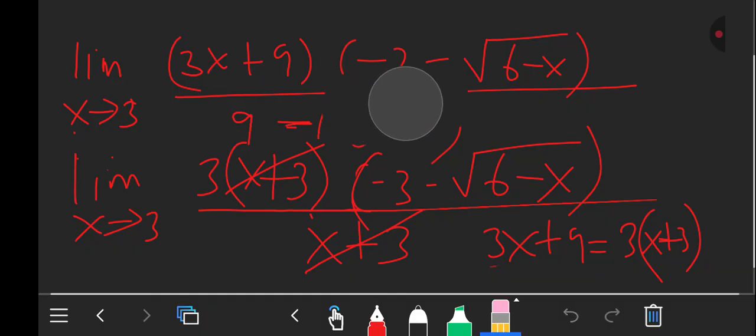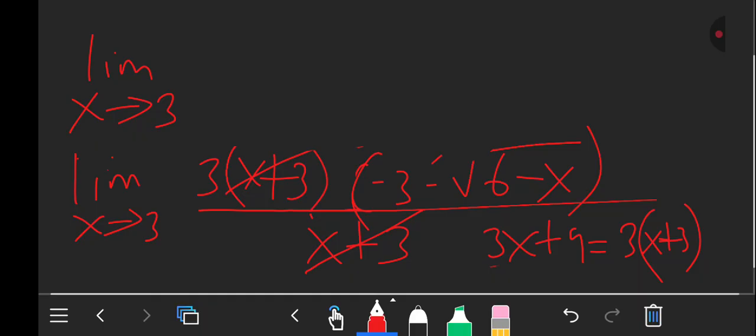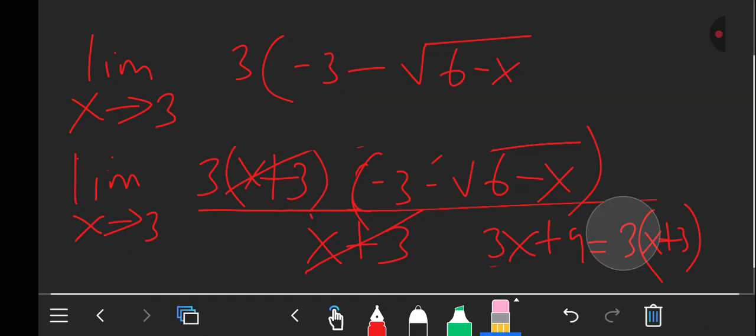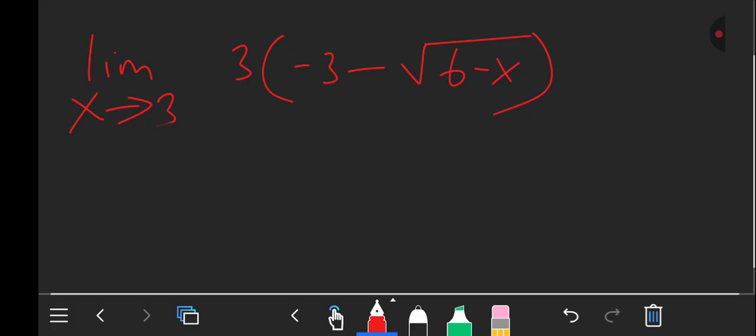So what I remain with is the limit as x approaches 3. I have 3 there, 3 remained, now multiplied by negative 3 minus the square root of 6 minus x. So that is just what I'm remaining with. So everything can now be erased. Okay, then at this point it's very simple now. I can even do the substitution.